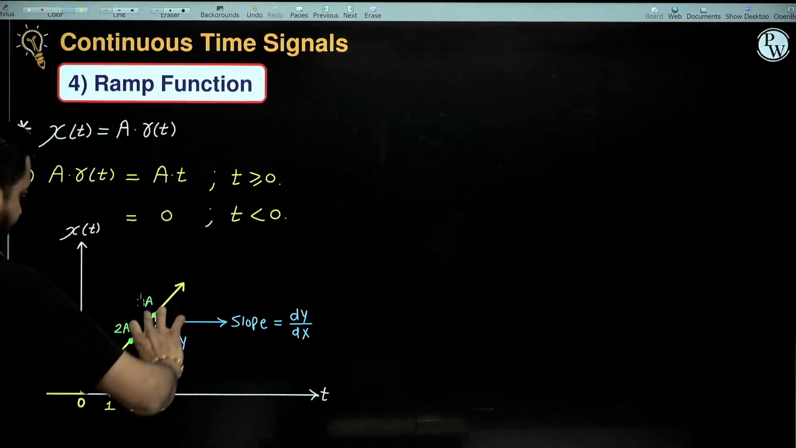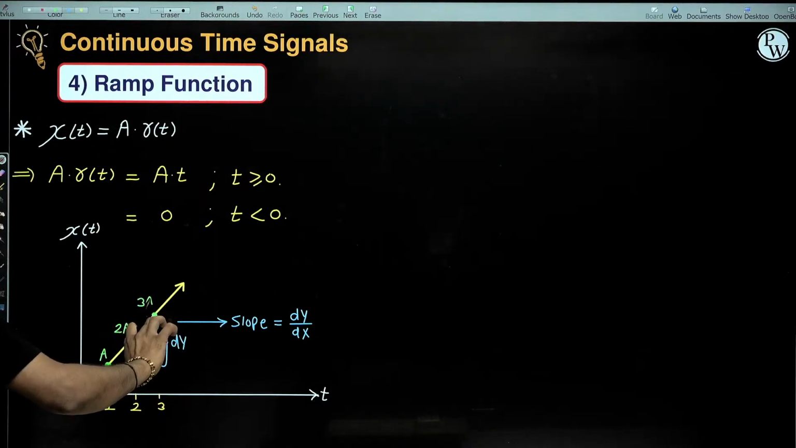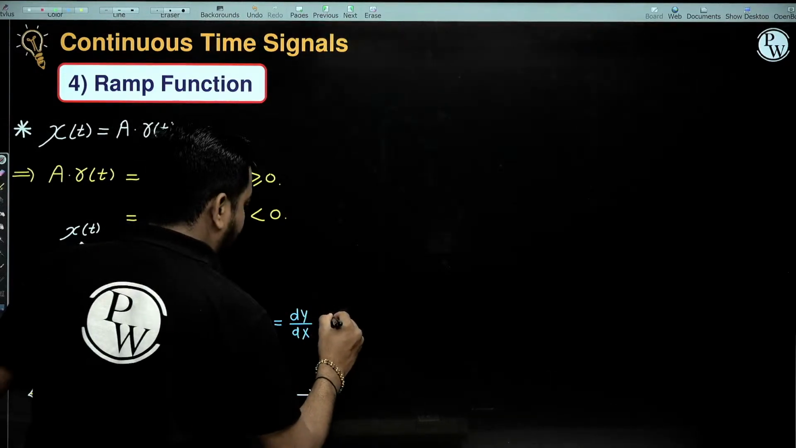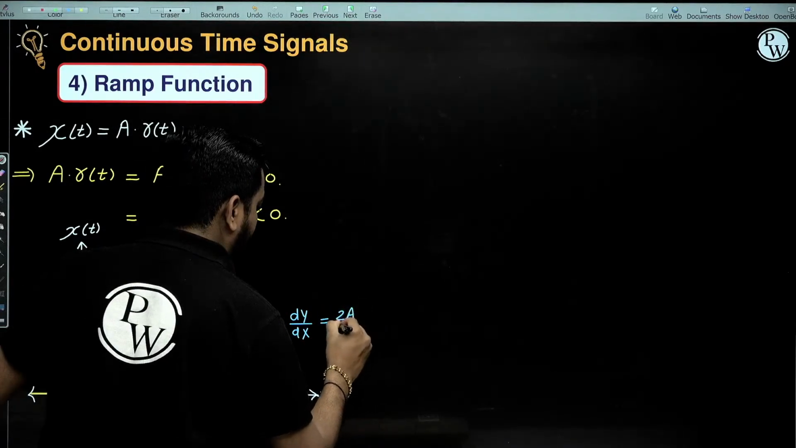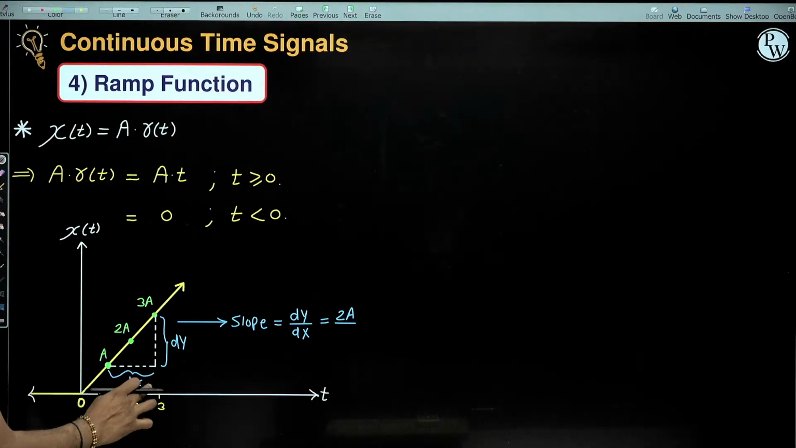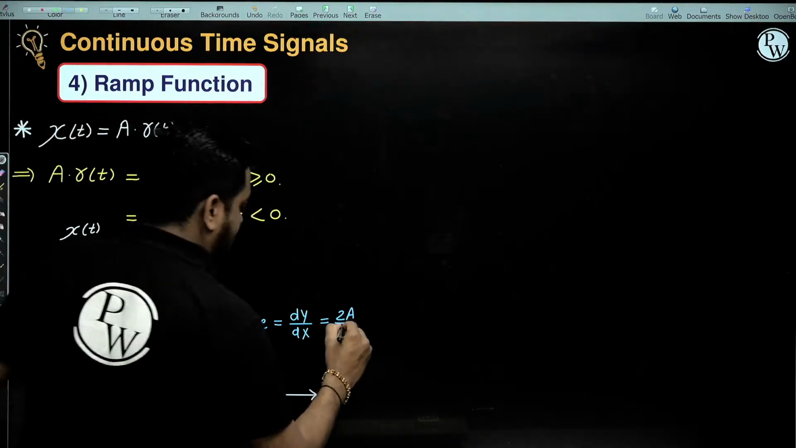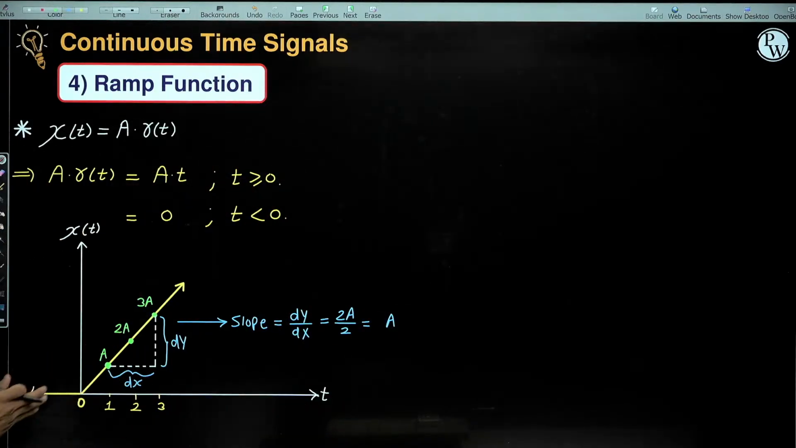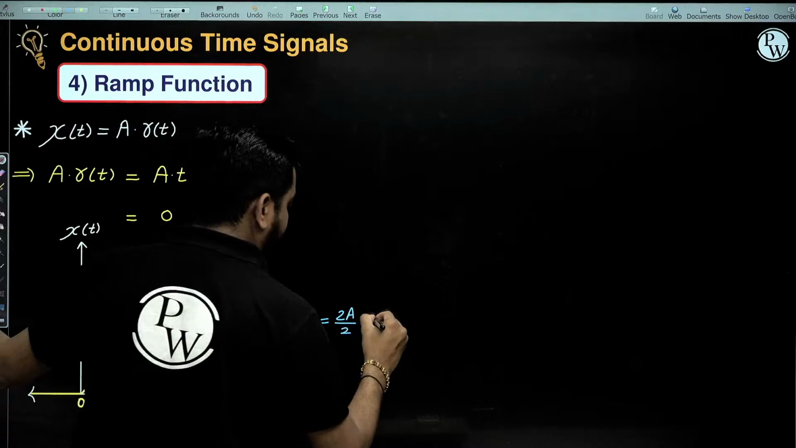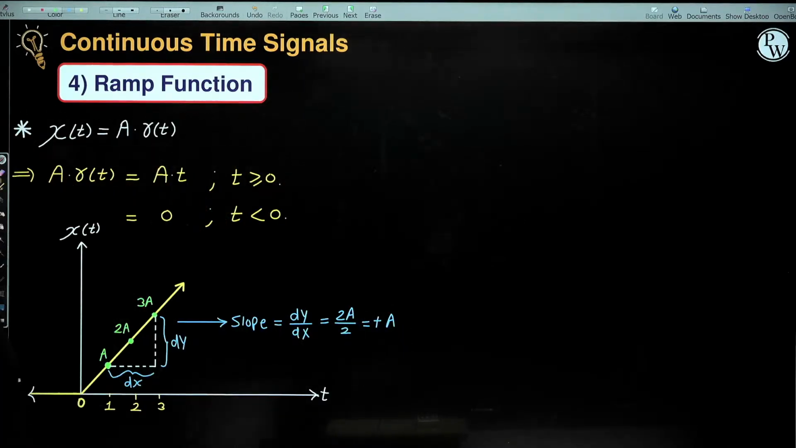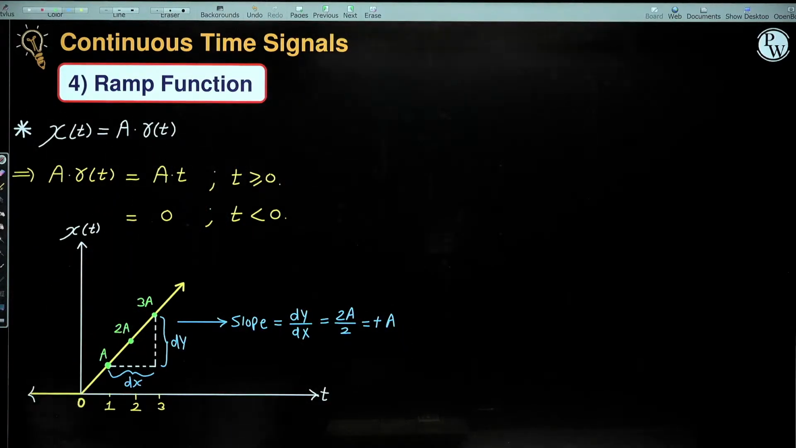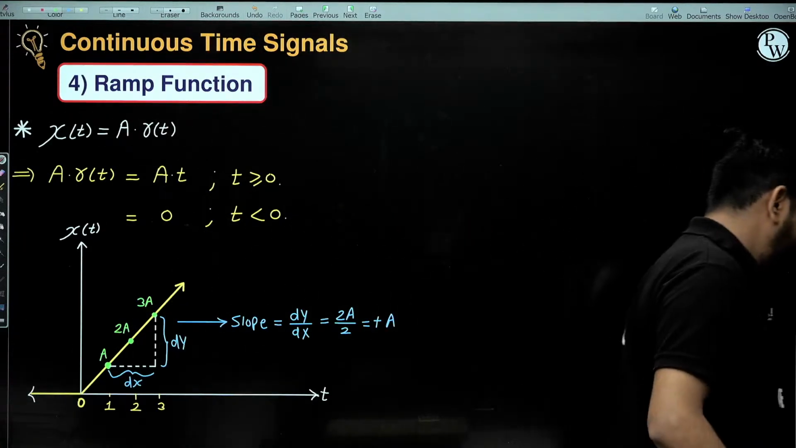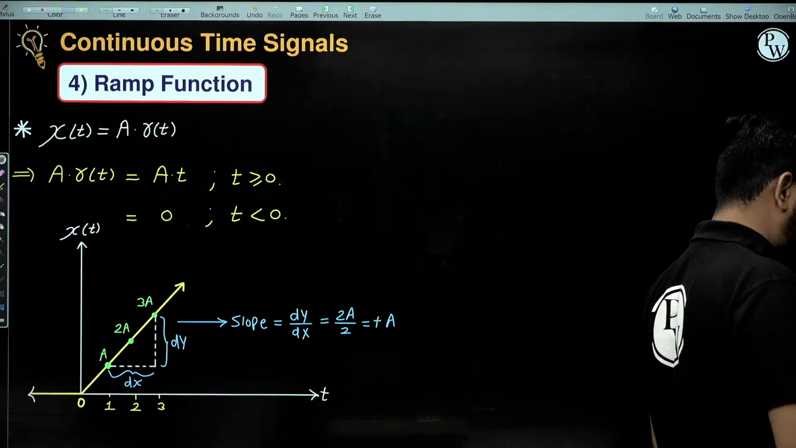Here, for the magnitude, dy is 3a minus a, which is 2a, and dx is 3 minus 1, which is 2. So the slope is a, and as I told you, from left to right it is linearly increasing, that's why it is a positive slope. So plus a indicates the slope of this signal, guys. This is your standard ramp function. Clear to each and everyone?